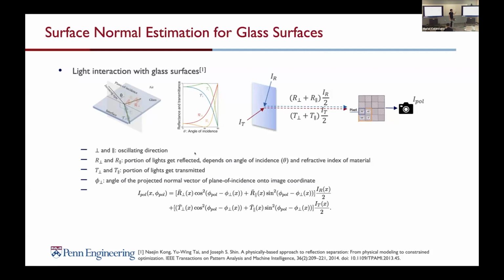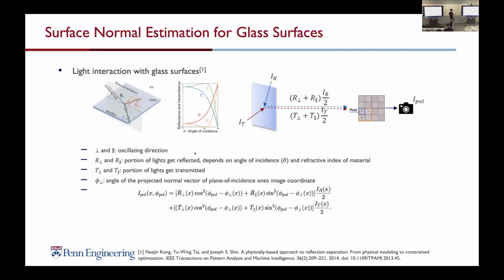This is where I will get a little bit deeper into the details of why light interacts with glass surfaces uniquely. I use two symbols here, perpendicular and parallel, to represent the oscillating directions of the light portion we're looking at. Perpendicular means the light is oscillating perpendicular to the plane of incidence, and parallel means the light is oscillating parallel to the plane of incidence. When the light hits a glass surface, part of the light will be reflected, and another part will be refracted twice and actually transmitted.